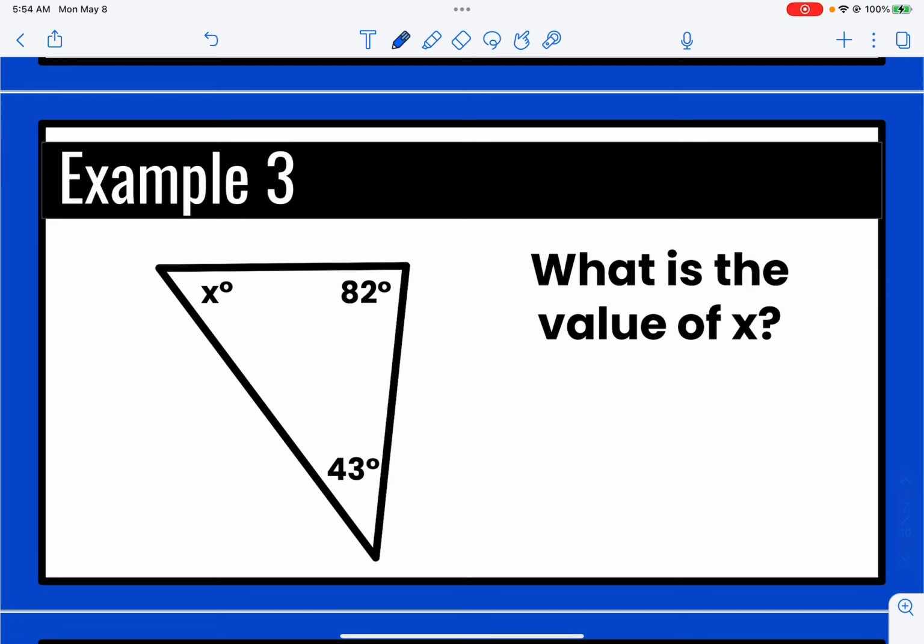All right. Hopefully you're kind of catching on that they're all sort of set up the same way. You're going to add the two angles that you know and the one that you don't know, and it should equal 180. So if I add the two that I know, 82 plus 43, I get 125.